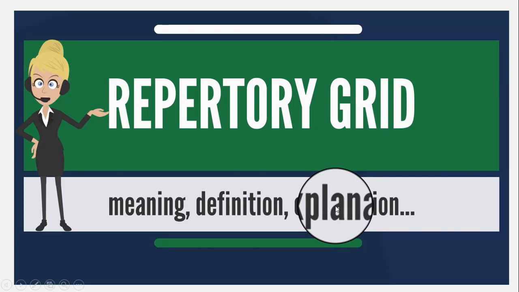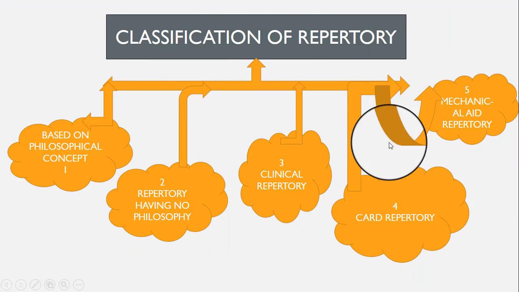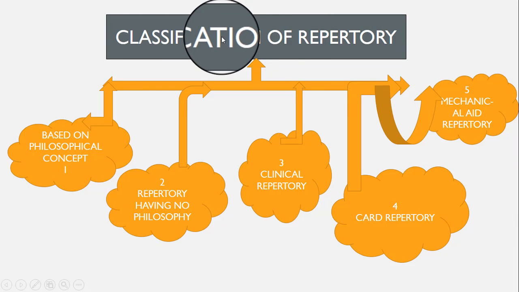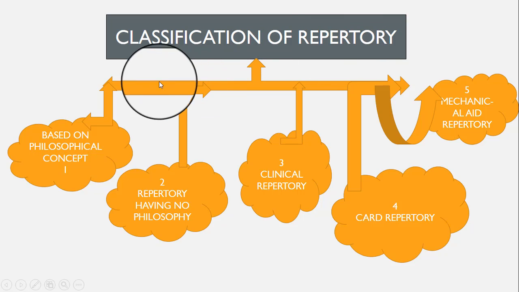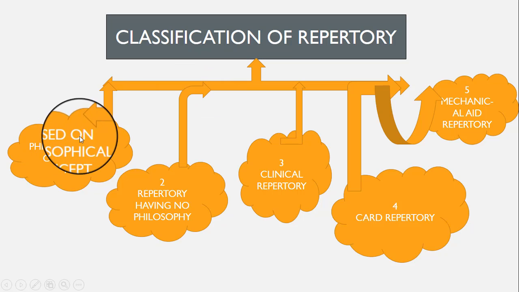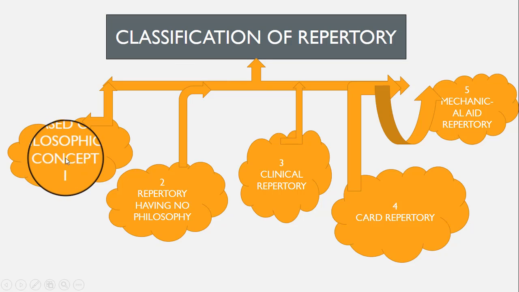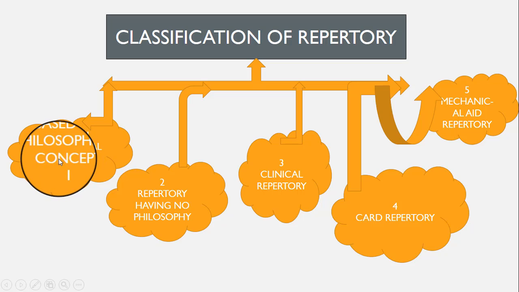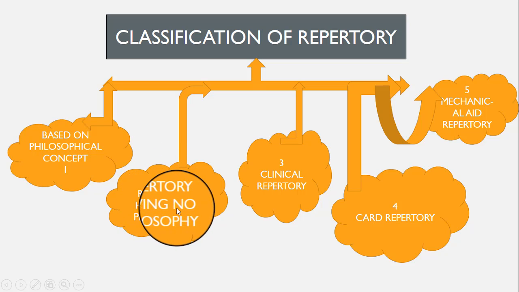As you can see here on the screen, we have provided a picture of the broad classification of repertory. The first one is repertory based on philosophical concept. It is again subdivided into two subtypes: the first is general to particular and the second is particular to general premises. And the second repertory you can see here is repertory having no specific philosophical concept.